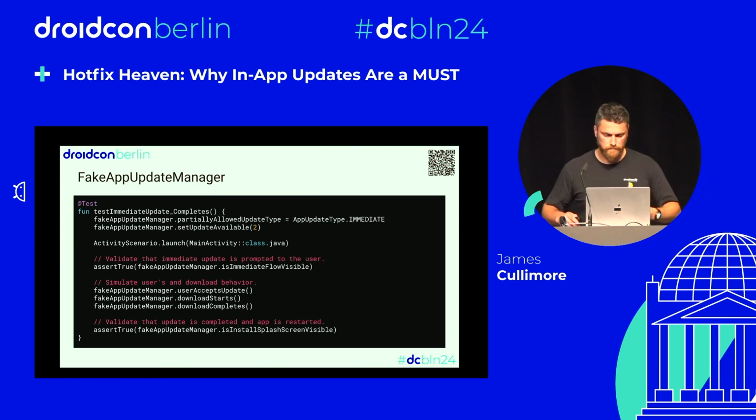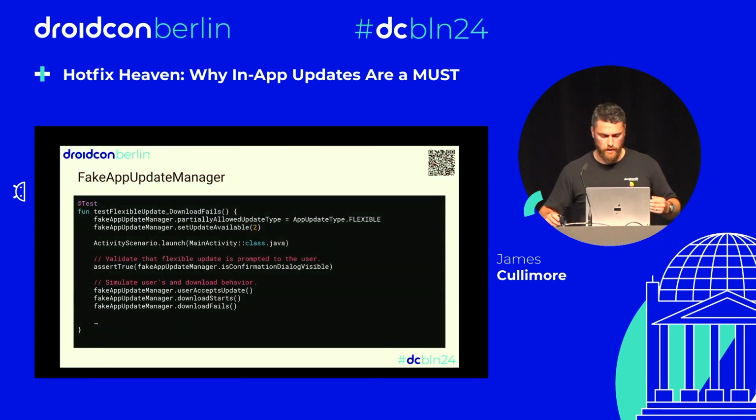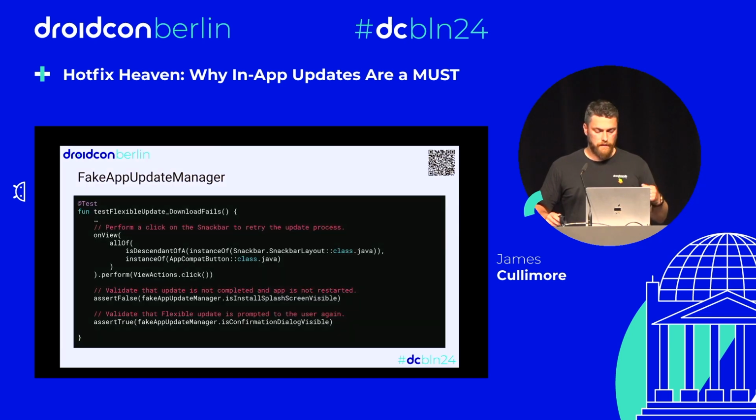Now, how do we do that? Very straightforward as well. We have download completes and we also have download fails. And in cases of a download failing, what we can do is check if our retry button, so it's also a snack bar, and click it. We can assert false that the install splash screen is visible. And in this case, we have a retry button, so obviously what we're wanting is that the dialog comes up again. In this case, we can make a confirmation that the dialog is visible.